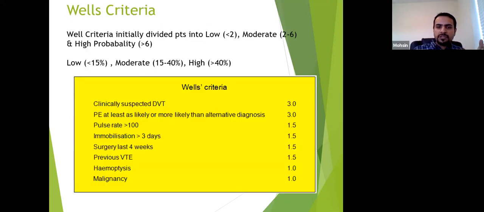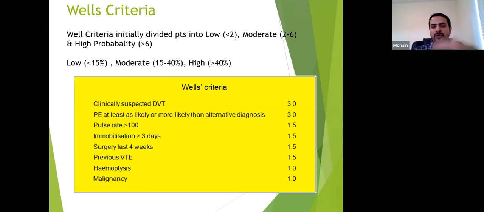If you look into this Wells criteria, you will see that the highest score, which is 3, is still your own physician gestalt, which is clinically suspected DVT or PE. So if you think that PE is the most likely cause, it's still scoring a big number 3 on the Wells criteria. So it's a combination of your own estimation as well as other objective measures. And according to what score the patient gets, you can divide them into low, moderate, or high risk.